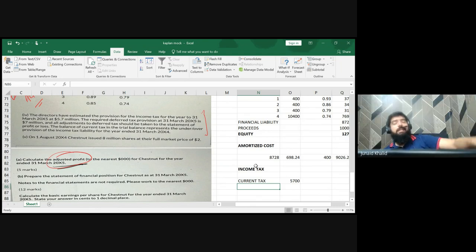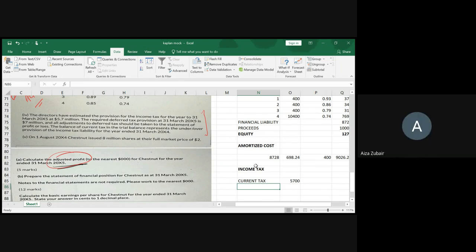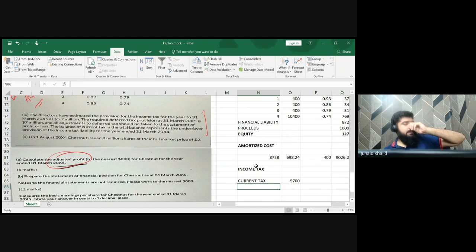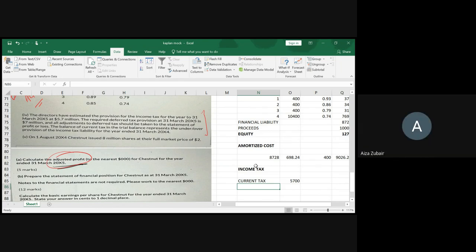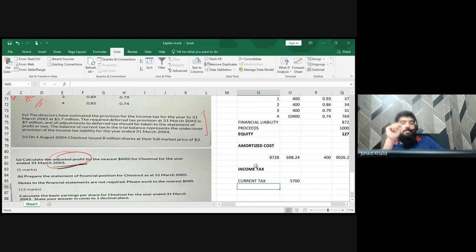Can you please read the date? At which date is this information given? 31st March 2005. So what does it represent? The end of the year. Yes, it's the closing balance. That 7 million, the required deferred tax provision at 31st March 2005, indicates the closing balance. Are you getting the point?